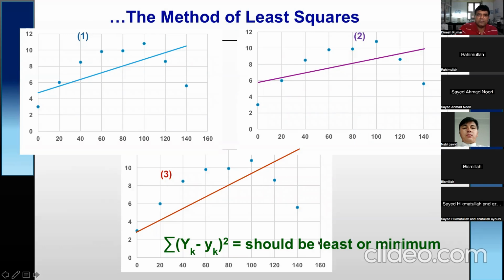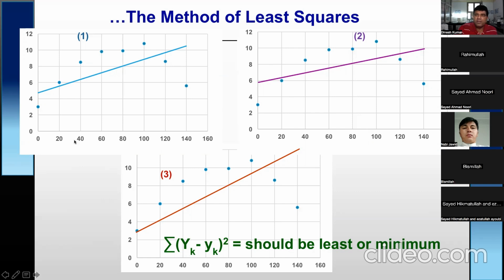So here you can see three lines have been drawn. On the x-axis you have the independent variable, fertilizer doses. On the y-axis you have the dependent variable, which is yield. On the x-axis you have fertilizer, which is the independent variable.